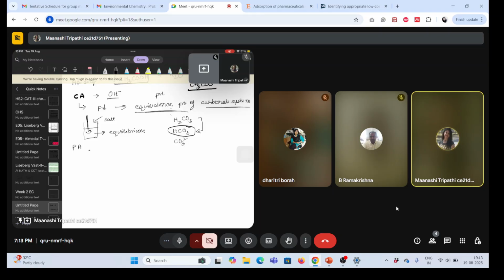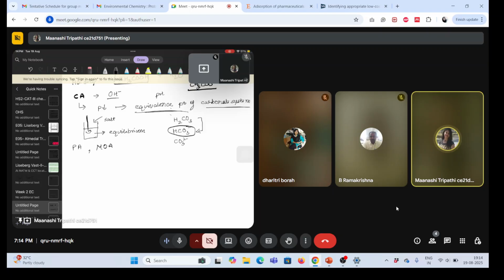And second is methyl orange alkalinity. It is the acid needed to bring down the pH to the H2CO3, carbonic acid, equivalence point. So that is methyl orange alkalinity. You don't have to remember it, just for the sake of knowledge. I will share all these notes. So these are the equivalence points.